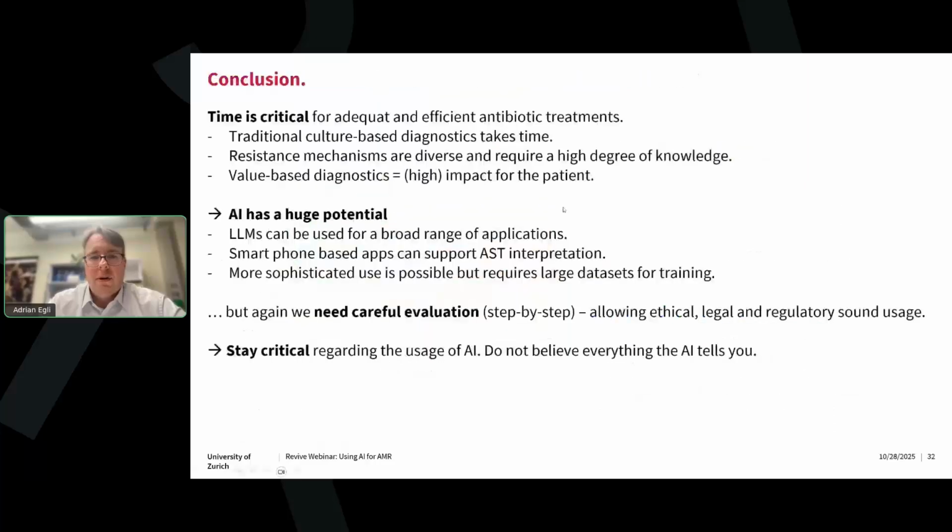Now, let me go to the next slide. So the conclusion of this first part is that time is critical for adequate and efficient antibiotic treatment. Traditional culture-based diagnostic takes time. Resistance mechanisms are diverse. And I think AI has a huge potential here, obviously.